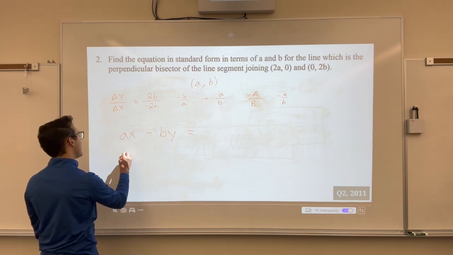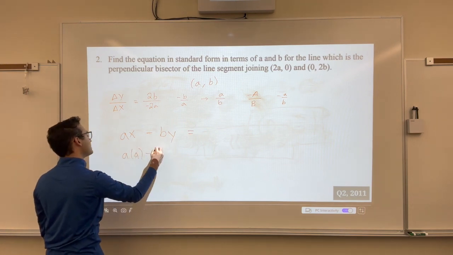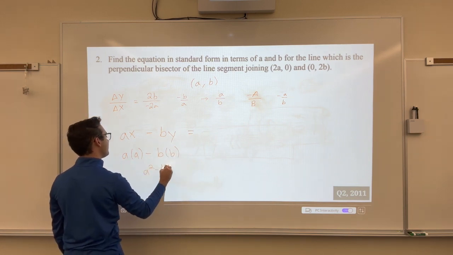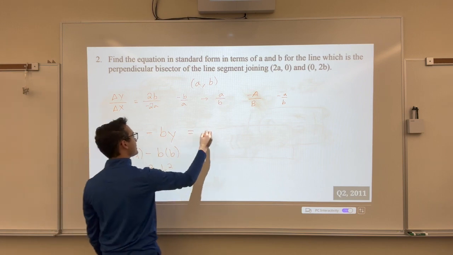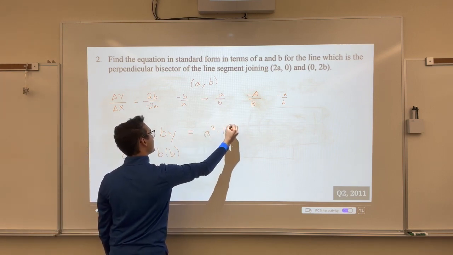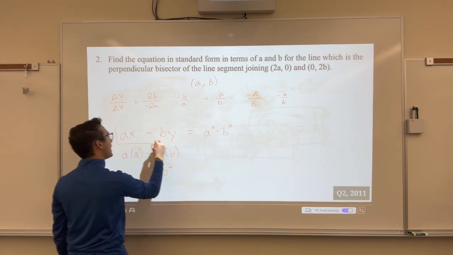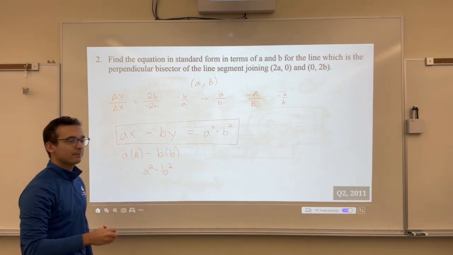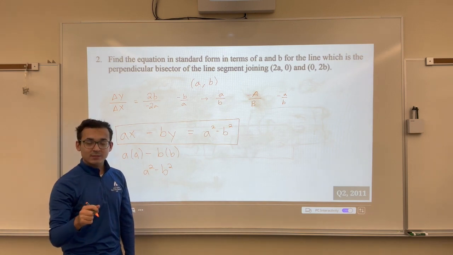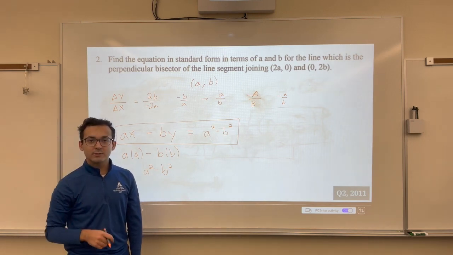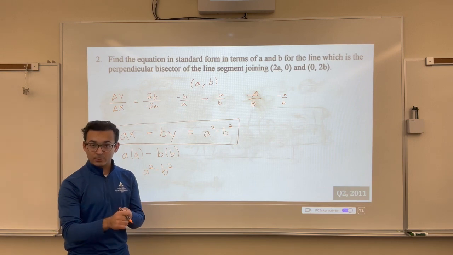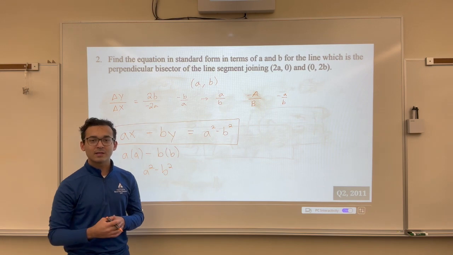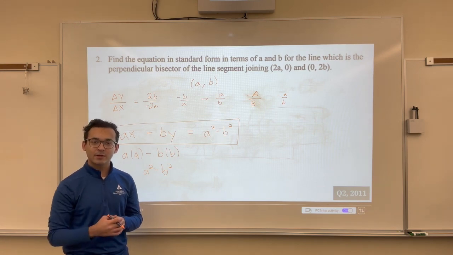Plugging it in, we get a times a minus b times b, which equals a squared minus b squared. So we put that as our constant, a squared minus b squared, and that is our final answer. ax minus by is equal to a squared minus b squared. So that was another perpendicular bisector problem. Again, remember, you need to find the opposite reciprocal slope and the midpoint in order to solve for the perpendicular bisector. Alright, let's move on to our 5th problem of the video.